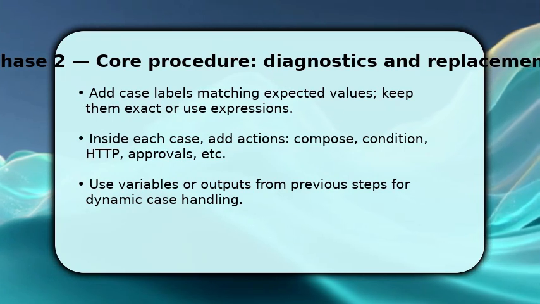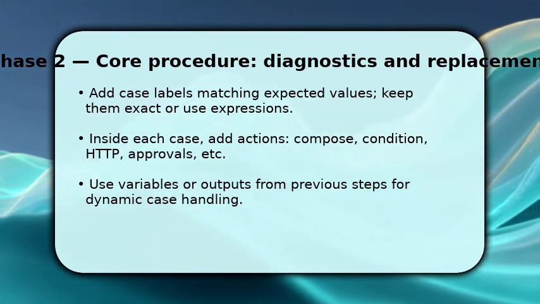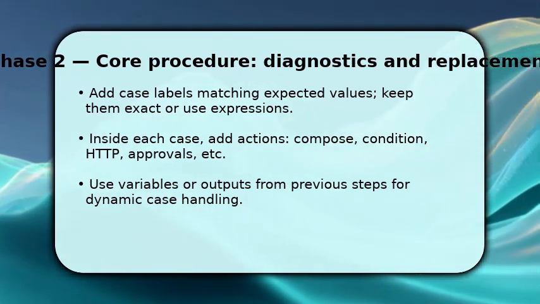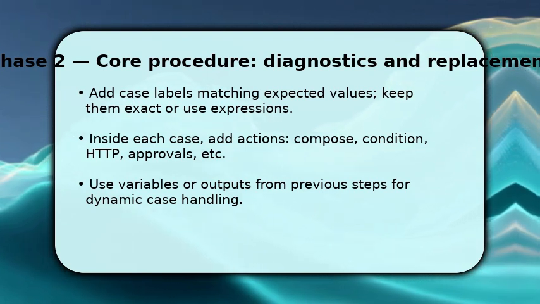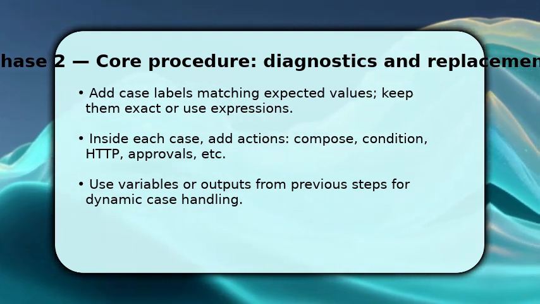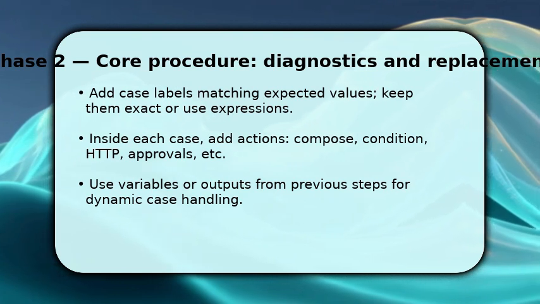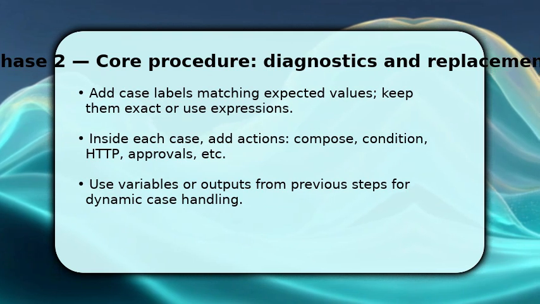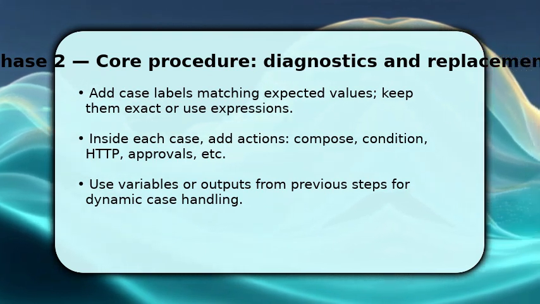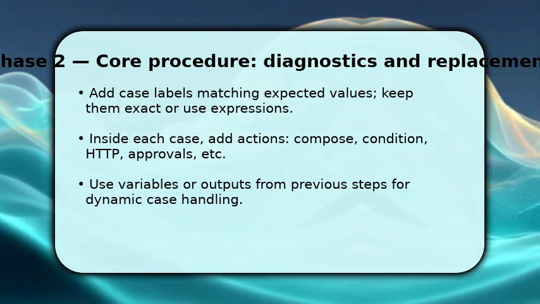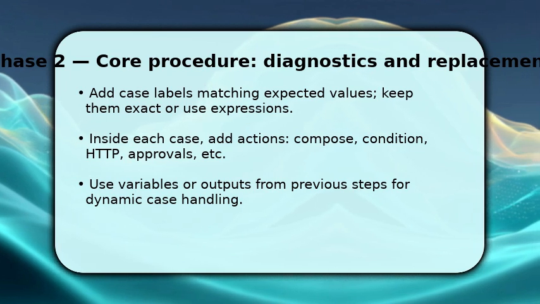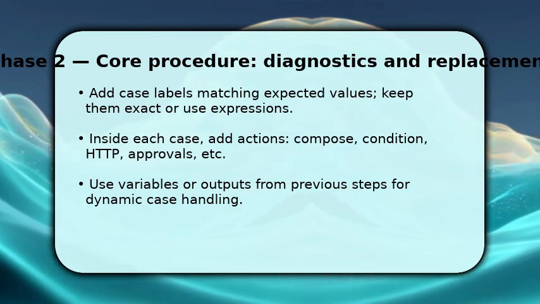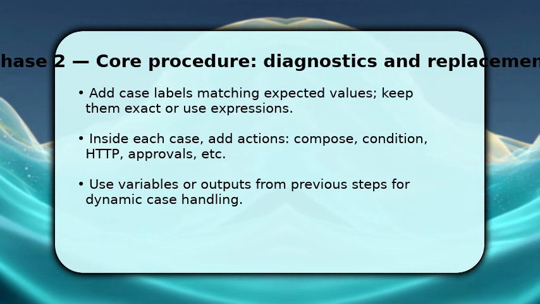Now you configure each case and attach the actions that run when a match occurs. For each case, add the specific actions, call an HTTP, update an item, or start an approval, and use outputs from prior steps so the flow stays dynamic. If you need similar actions, duplicate and tweak them. It saves time. Make sure to add a default case for unexpected inputs and test cases with sample data so you can see how each branch executes.